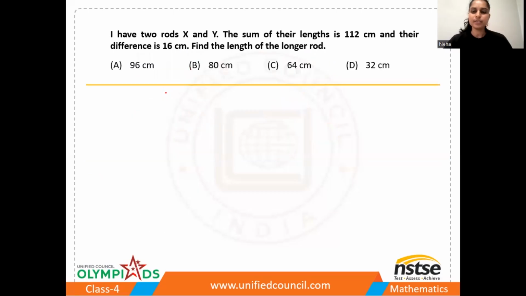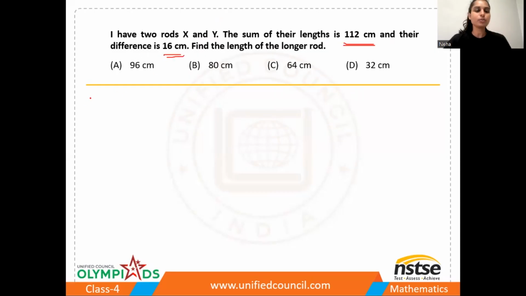All right. Now let me start with the next question. Okay, so this is your next question, my dear students. With the previous question, obviously in the exam they will give you one different option. Okay. All right. In the next question we have two rods x and y. The sum of their lengths is 112 centimeters and their difference is 16 centimeters.